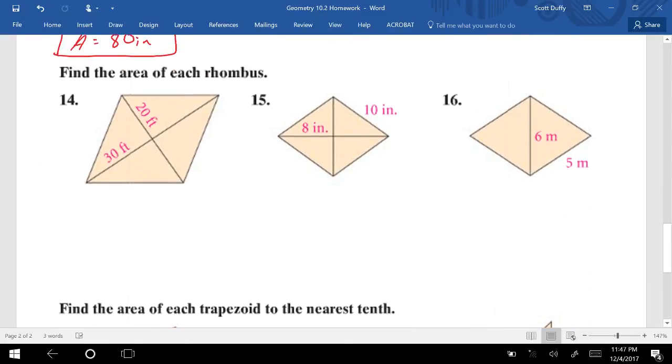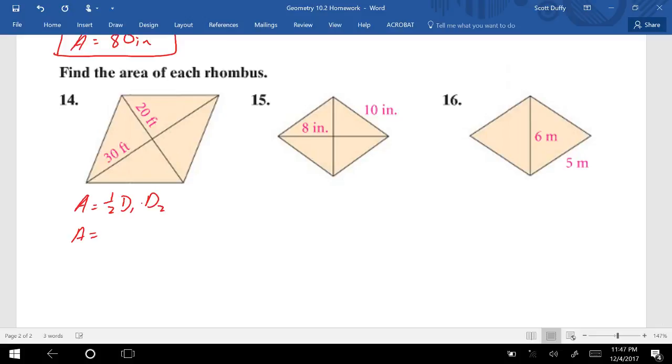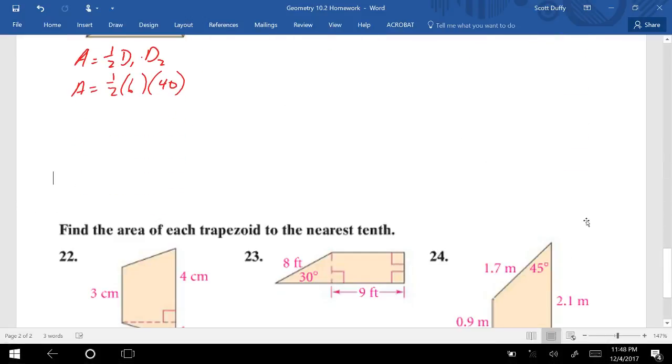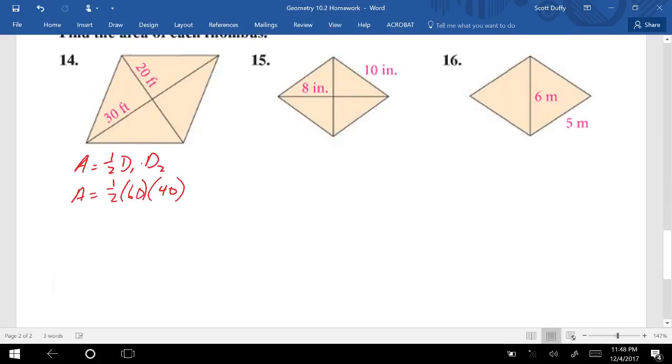All right, so find the area of the rhombuses. We're using the same formula. Area is equal to 1/2 times diagonal 1 times diagonal 2. Diagonal 1 is 60. Diagonal 2 is 40. Twenty and 20 is 40. 30 and 30 is 60. So multiply those out. You get 1,200 square feet.